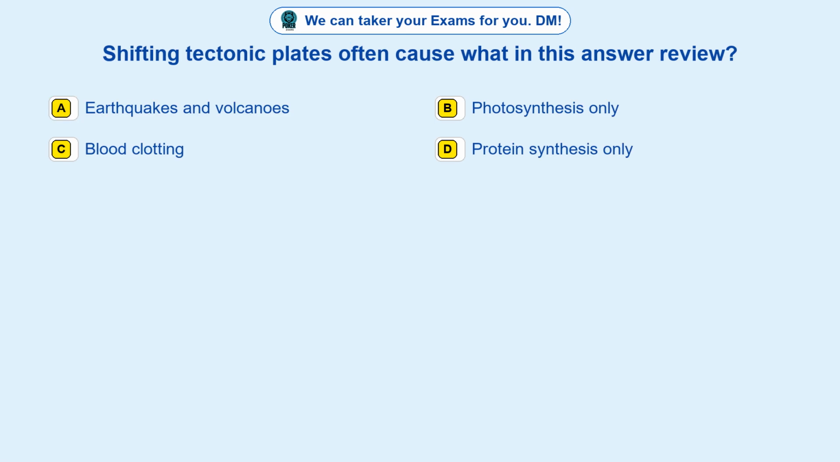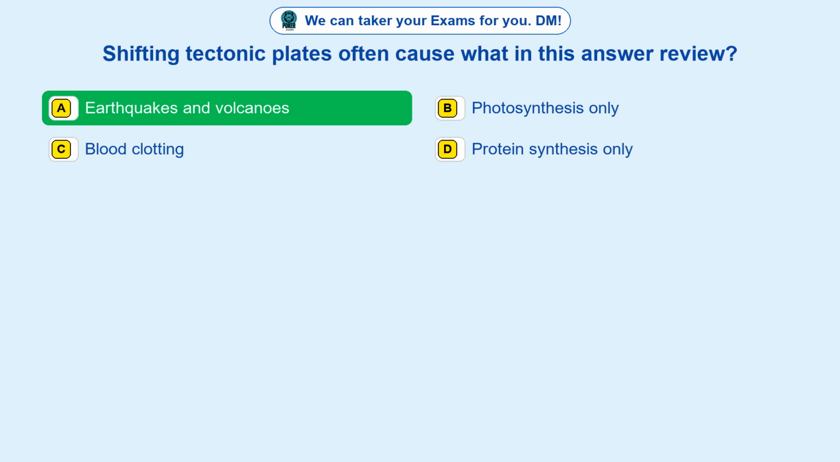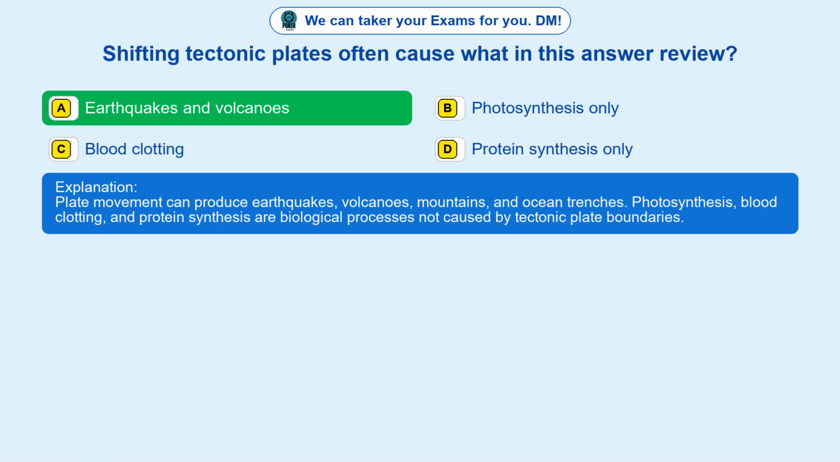Question 83. Shifting tectonic plates often cause what in this answer review? Option A, earthquakes and volcanoes. Option B, photosynthesis only. Option C, blood clotting. Option D, protein synthesis only. The correct answer is option A, earthquakes and volcanoes. Plate movement can produce earthquakes, volcanoes, mountains, and ocean trenches. Photosynthesis, blood clotting, and protein synthesis are biological processes not caused by tectonic plate boundaries.